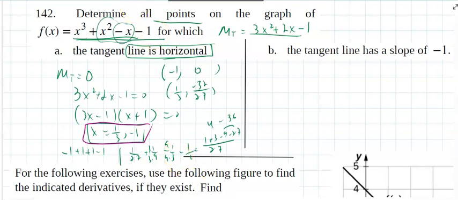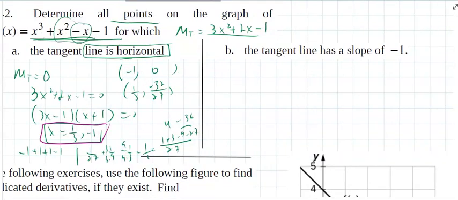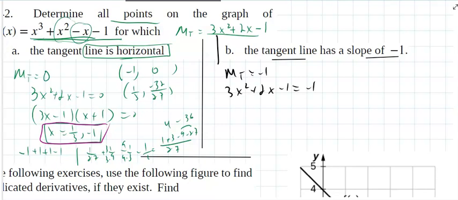No need to waste time finding it for the homework, you should do it, but how about this problem? I want the tangent line to have a slope of -1. There's the slope. I want the slope of the tangent to be -1. I want 3x squared plus 2x minus 1 to equal -1. That means I want 3x squared plus 2x to equal 0.